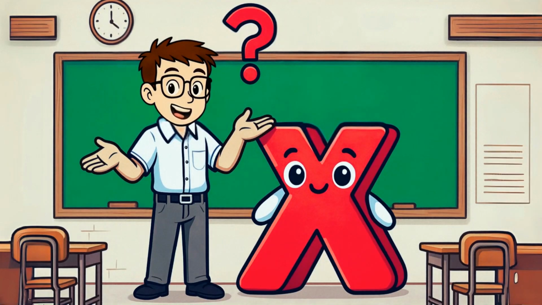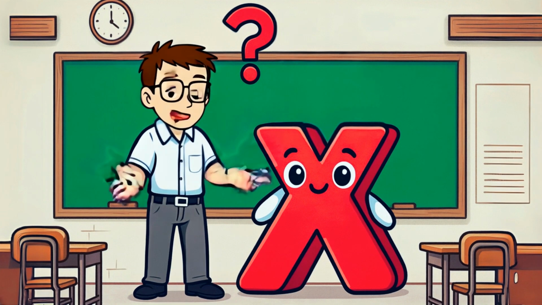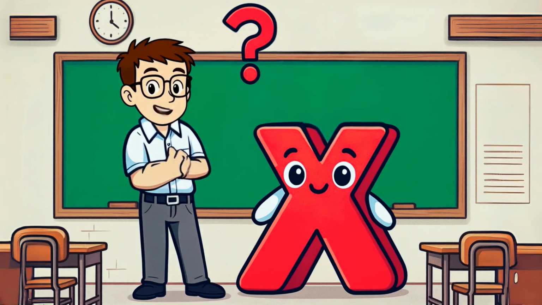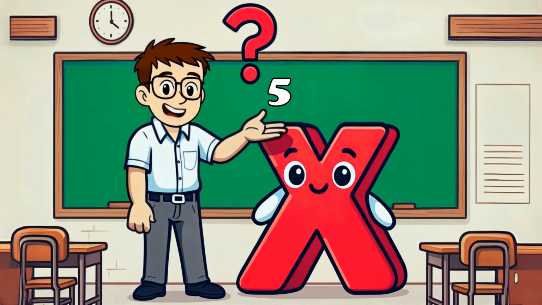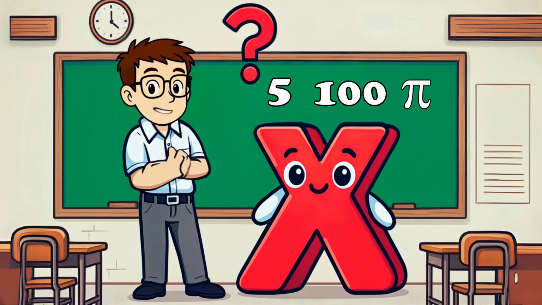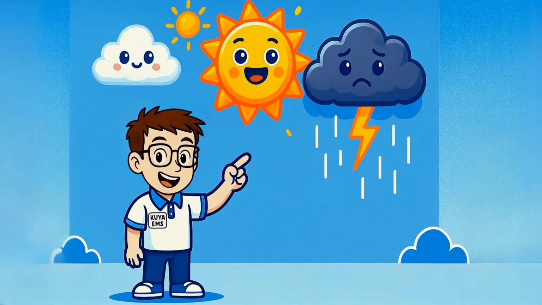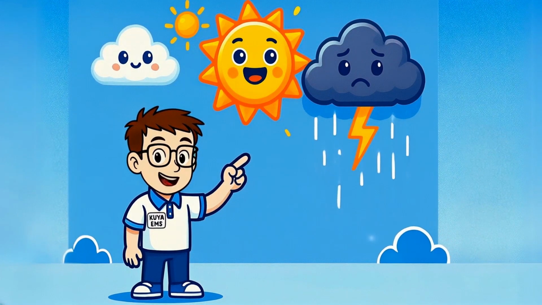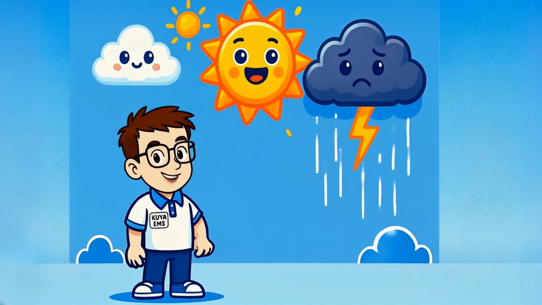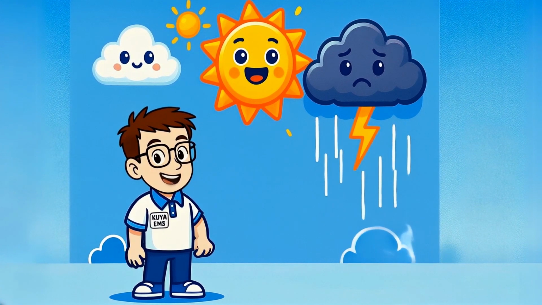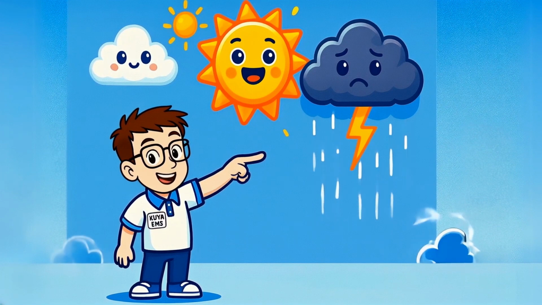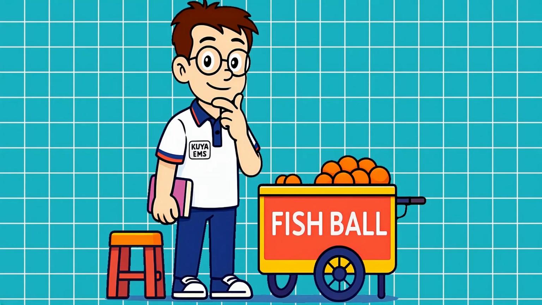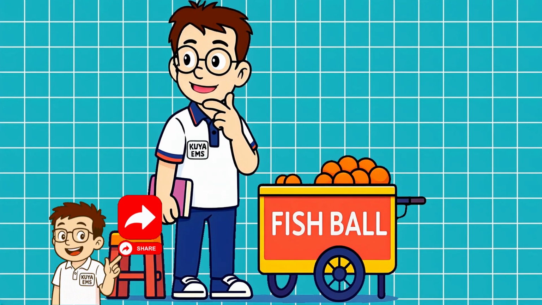In algebra, we commonly represent variables using letters, like x, while some examples of constants are numbers like 5, 100, or pi. So it's like the Philippine weather. Rain is a variable. We never know when or how strong, but the heat during summer? That's basically a constant.